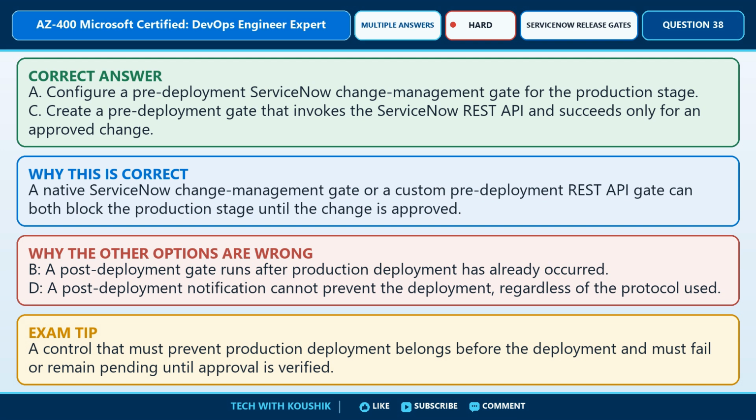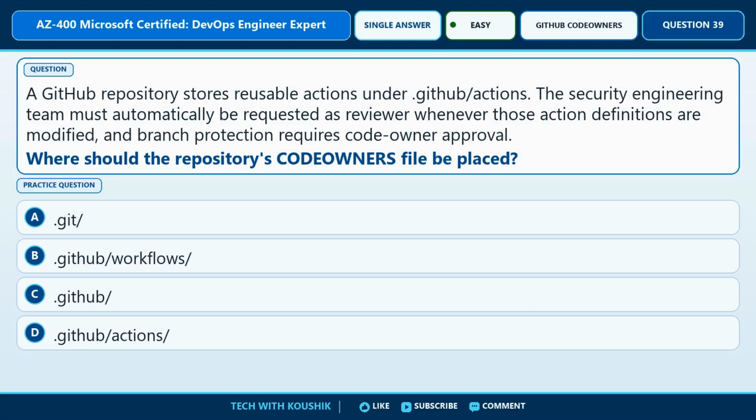Why are the other options not correct? B. A post-deployment gate runs after production deployment has already occurred. D. A post-deployment notification cannot prevent the deployment, regardless of the protocol used. Exam tip. A control that must prevent production deployment belongs before the deployment and must fail or remain pending until approval is verified. Question number 39.